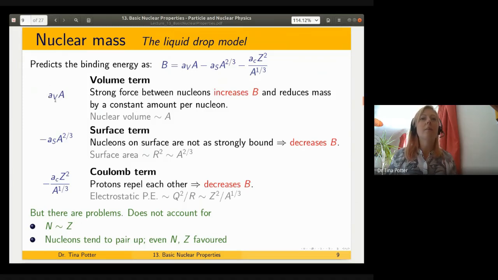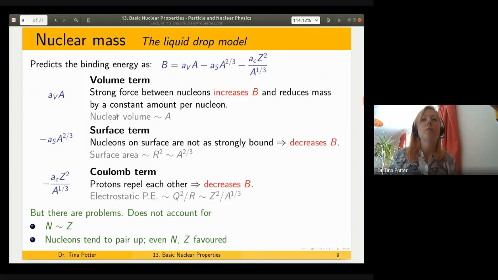So we're going to have some constant times the number of nucleons that we have to describe the overall binding energy here. The next thing that we should consider is that the nucleons on the surface of our drop, or our nucleus, are going to have fewer neighbors and thus be bound less tightly. This is going to decrease the overall binding energy.